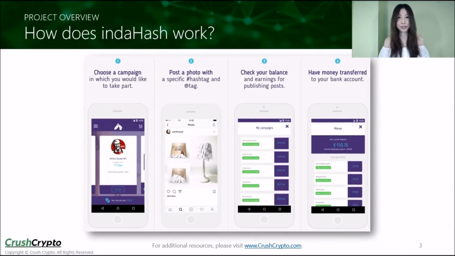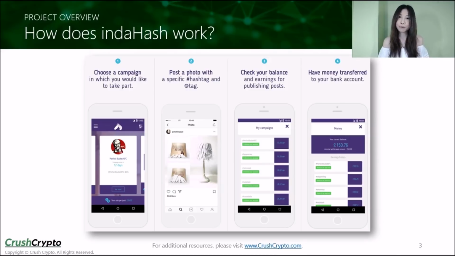So how does indaHash currently work? Users interested in becoming an influencer can sign up for free with indaHash. They will receive a notification in the Android or iOS app if there is a campaign that they can apply for. They need to submit a proposal for their content, such as photos and videos, which is reviewed by an indaHash moderator and the brand. If their content is approved, it will be published.